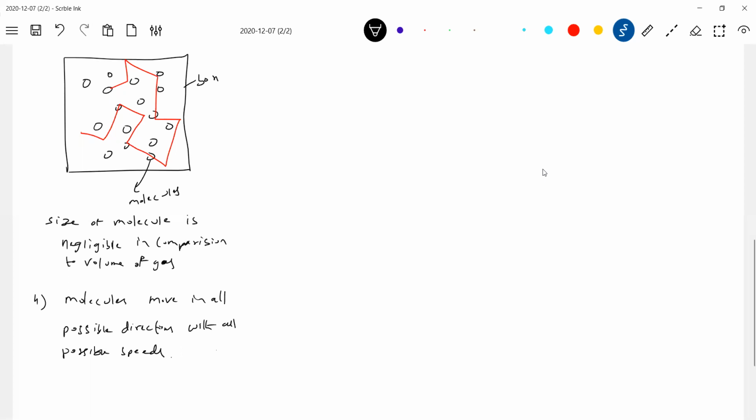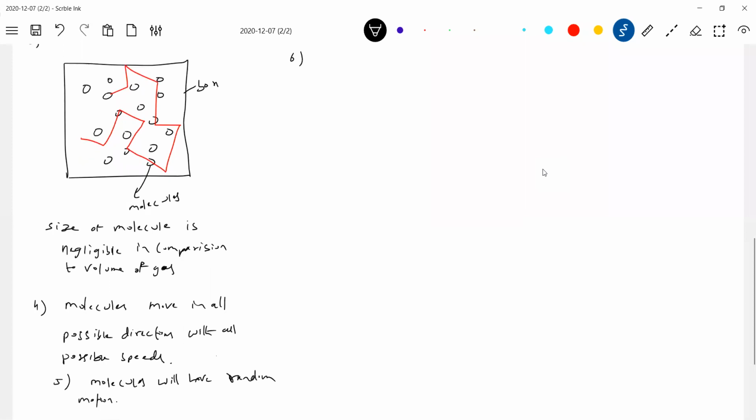Molecules move in all possible directions with all possible speeds. So next, again, here only we'll put it. We'll have random motion. So let me put all the points at a time here. Sixth, again here, what happened? The collision between molecules and between molecule and wall.